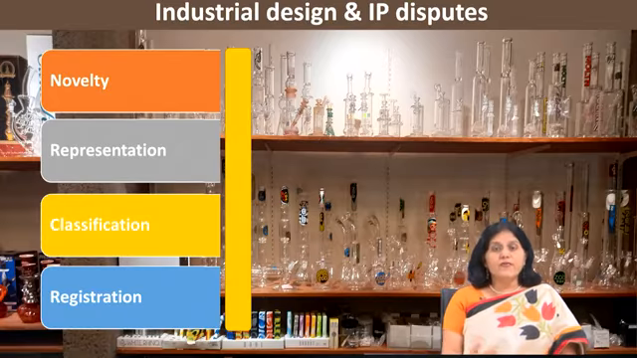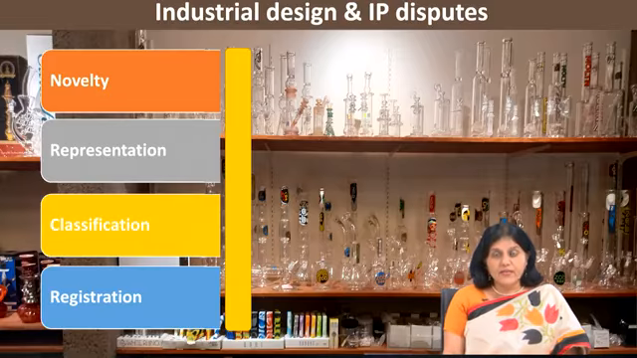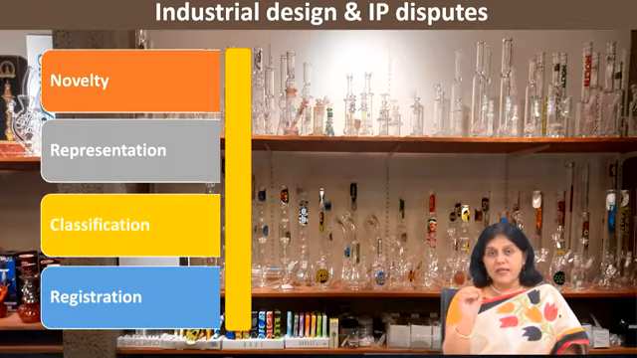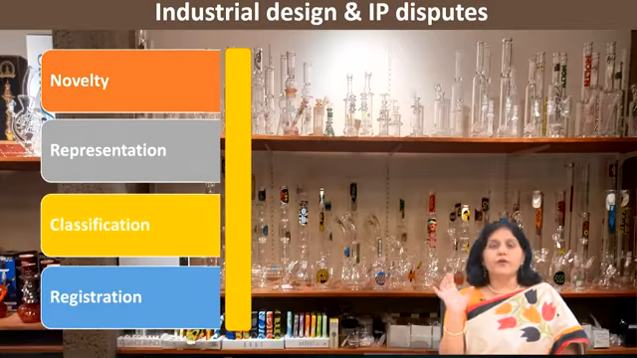Then we have to identify the class of that particular article, where exactly that article fits. So, we have 31 classes according to the Locarno classification, and we have to follow that, and we have to assign exactly that particular class to that particular article which we are going to register.